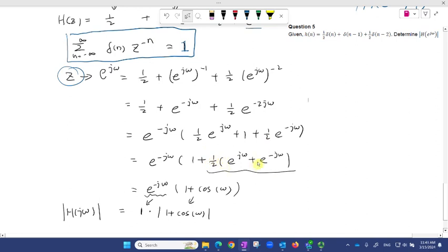You get this one, and that is the Euler equation for cosine omega. We have one extra term here. The magnitude of this part is 1, and the magnitude of this part we can just copy down here. So that's the magnitude of 1 plus cosine omega. That's a very quick run through of this week's tutorial.